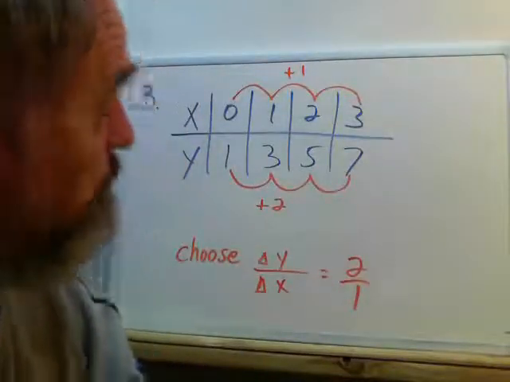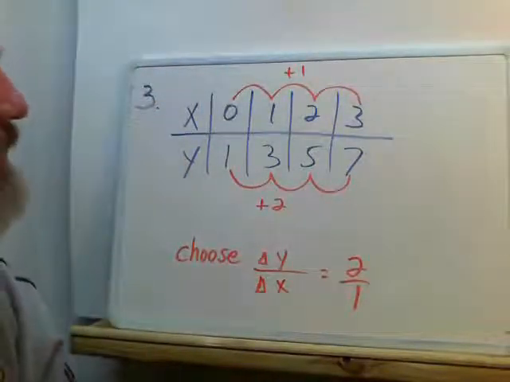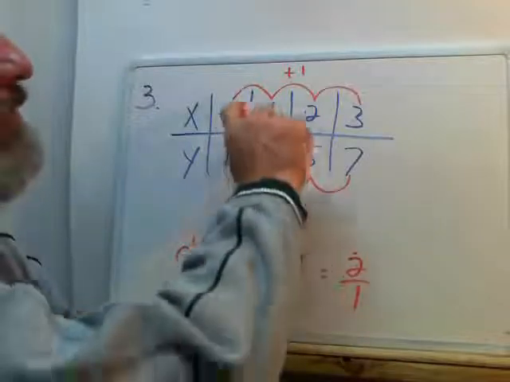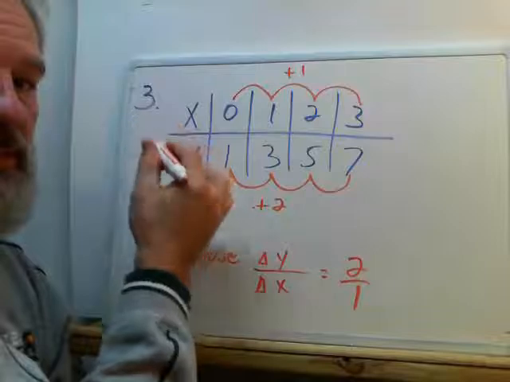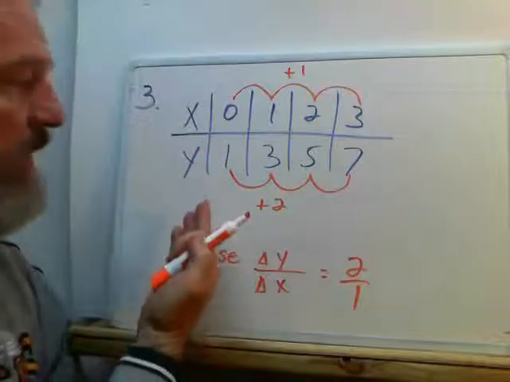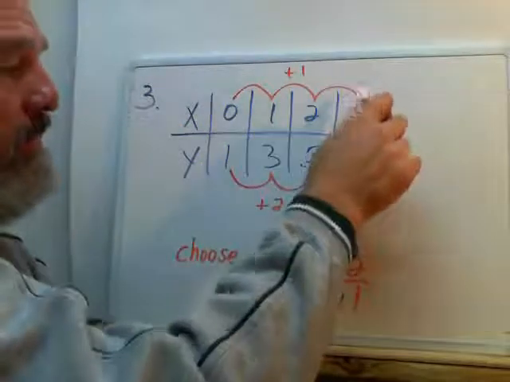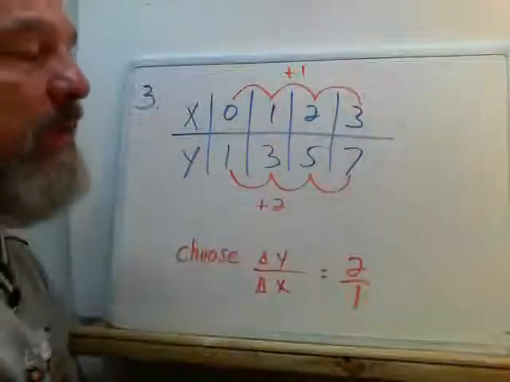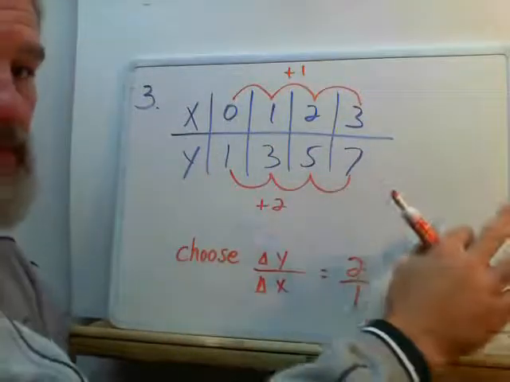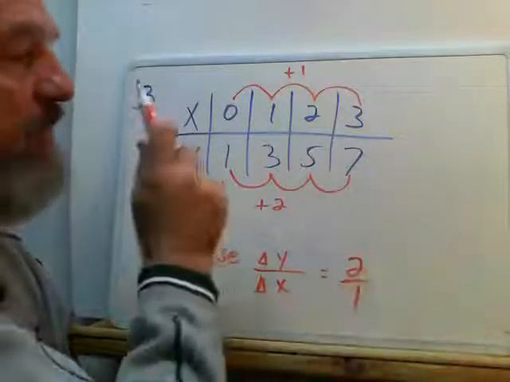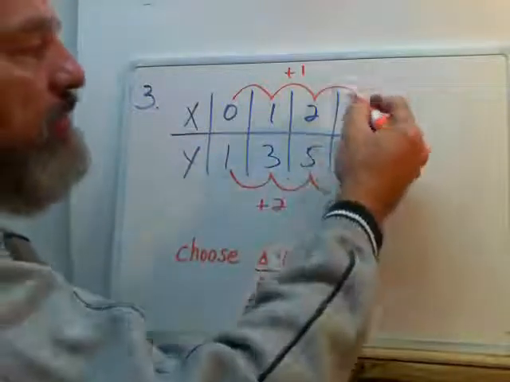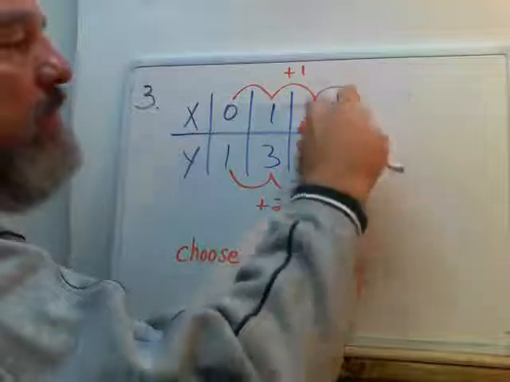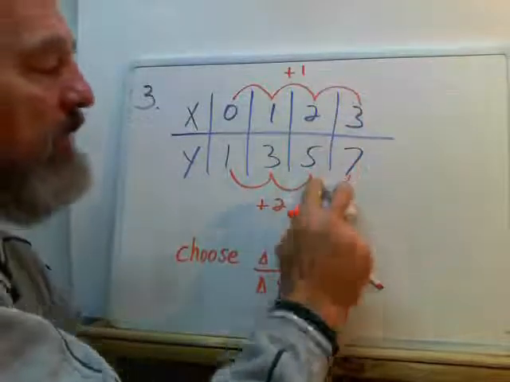Problem number 3. We have a table of x and y values. We notice right away that our change is constant. If it states in the problem that it's a linear relationship, then you know that this is constant. And if you have 20 values here, you don't have to calculate every single one of them. If they state that it is a linear relationship, all you have to do is find the difference between 2 sets here, or 1 set here and 1 set here.